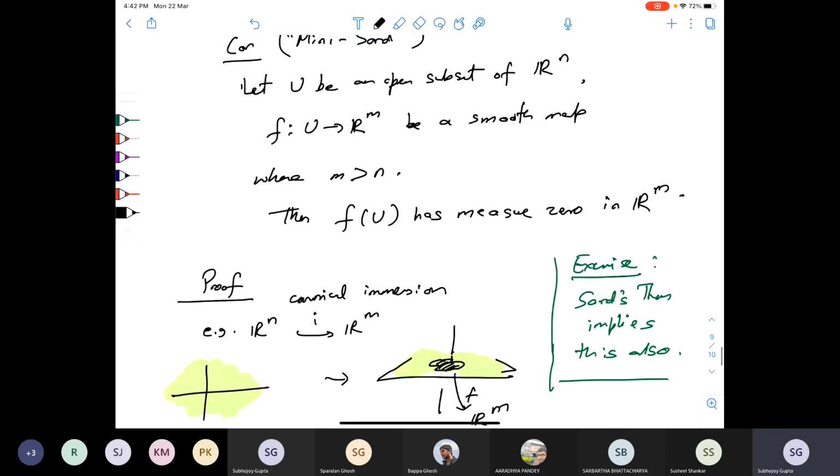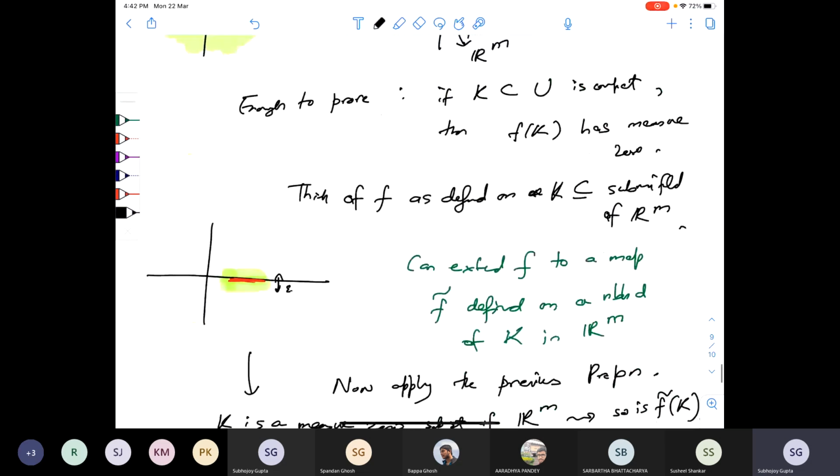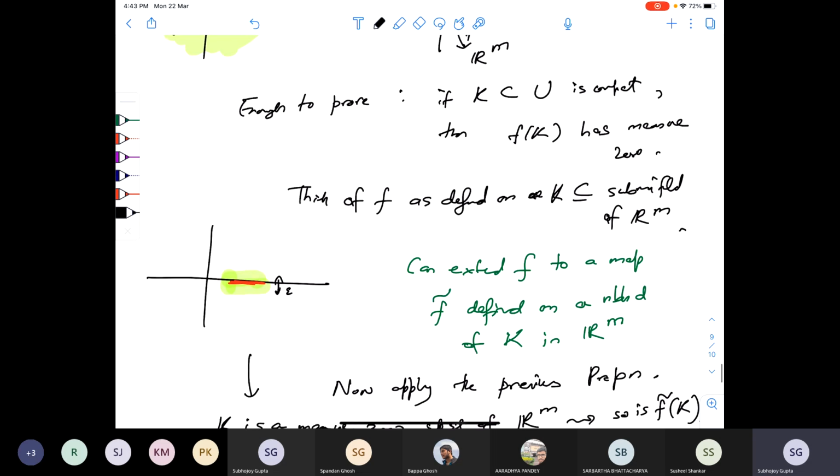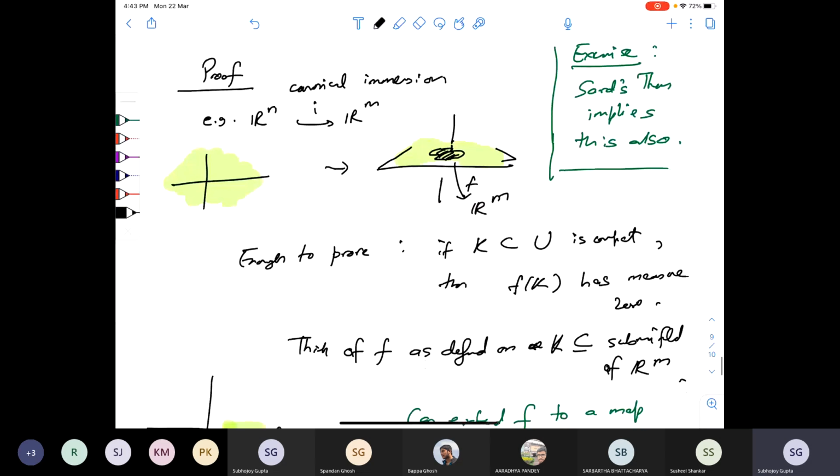And we've proved it modulo this extension, which is an exercise. If you have a map defined on a submanifold, you can always extend it to some open set in the bigger manifold, and this is what you can now apply to get the job done. Okay, any questions?